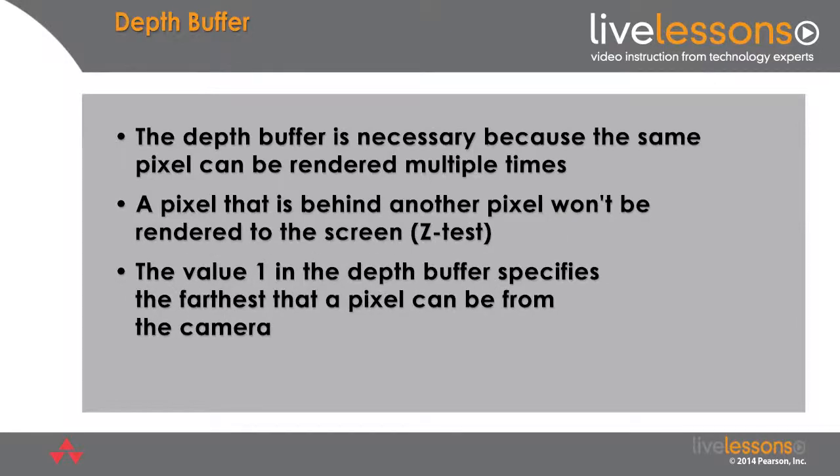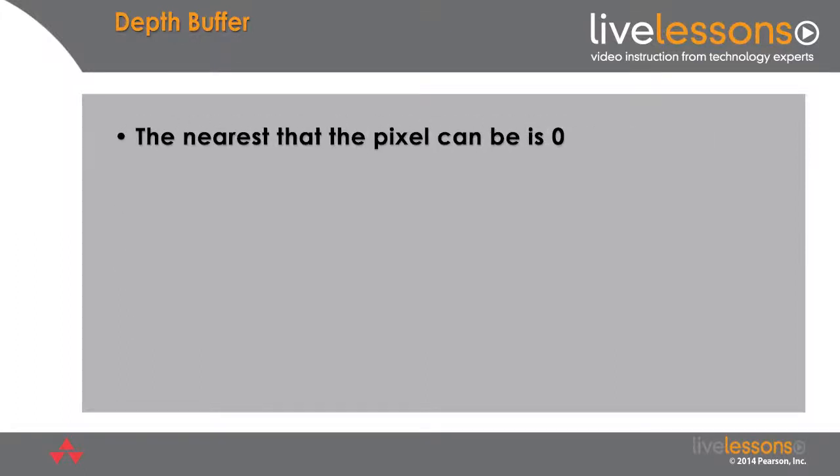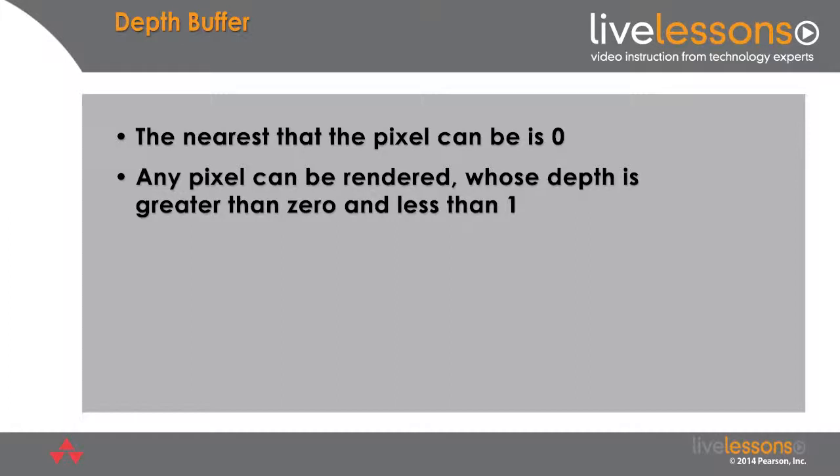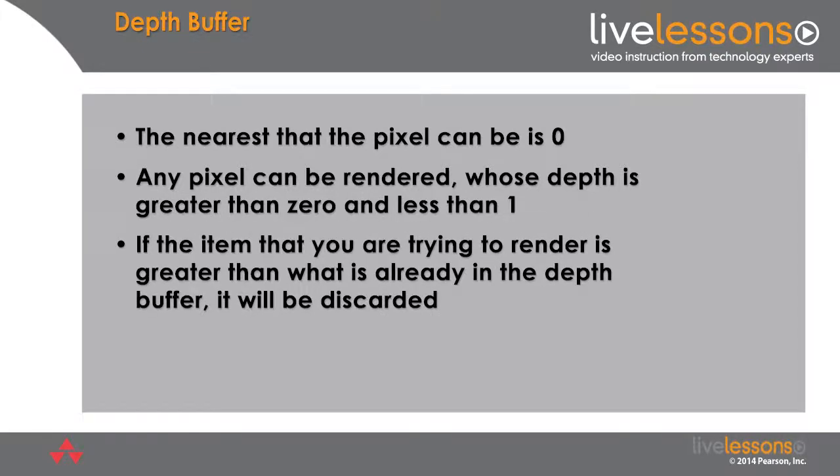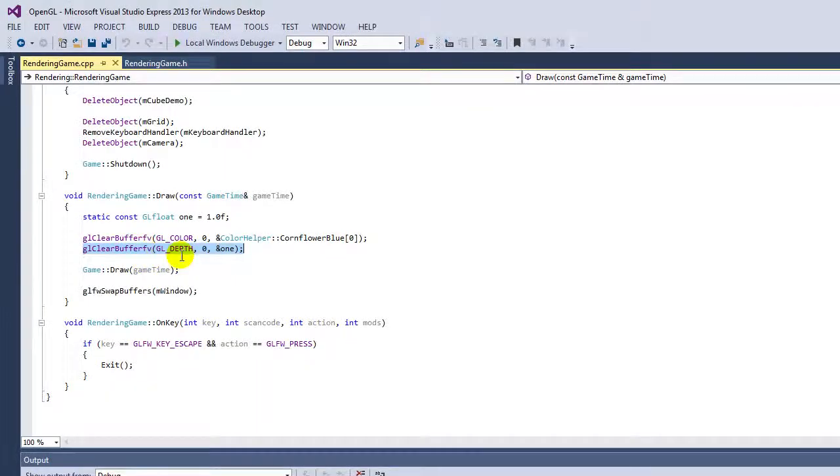The value 1 in the depth buffer specifies the farthest that the pixel can be away from the camera. And the nearest that the pixel can be to the camera is 0. Anything that is greater than 0 and less than 1 is possible to be rendered, but if the thing that you're trying to render is greater than what is already in the depth buffer, it'll be discarded, won't be written, because it'll be behind that pixel. So we're going to clear the depth buffer.